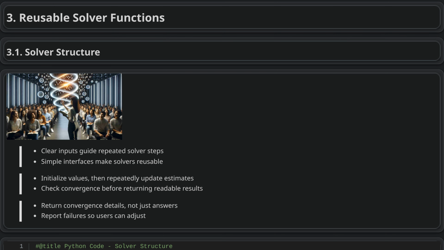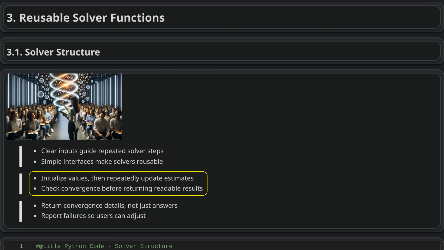Reusable solver functions. Solver structure. A reusable solver should have a clear, predictable structure because numerical methods repeat the same basic pattern. It takes the information that defines a problem, runs an iterative process, and returns results other parts of a program can use. For example, a pipe network solver might need a relationship function, an initial guess, a tolerance, and an iteration limit. The goal is for users to apply the solver confidently without needing to understand its internal details.